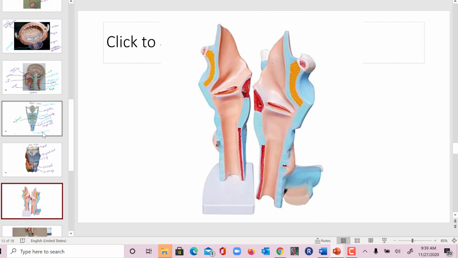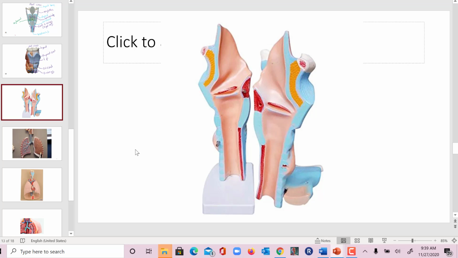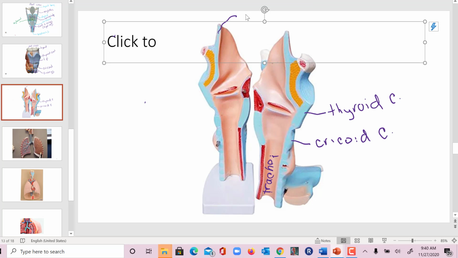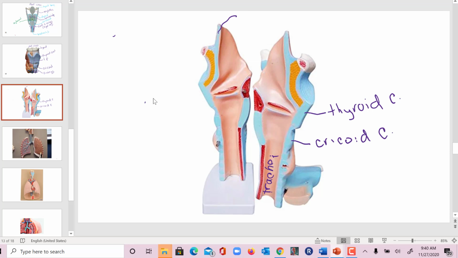Now we're looking at the inside of the larynx, and just to give us some perspective again, down here we actually have the trachea. This is the thyroid cartilage. Here's the cricoid. I'm just going to put C for cartilage. And then this structure up here is the epiglottis. Let's just get rid of that, shall we? It's in my way. There we go. Epiglottis.